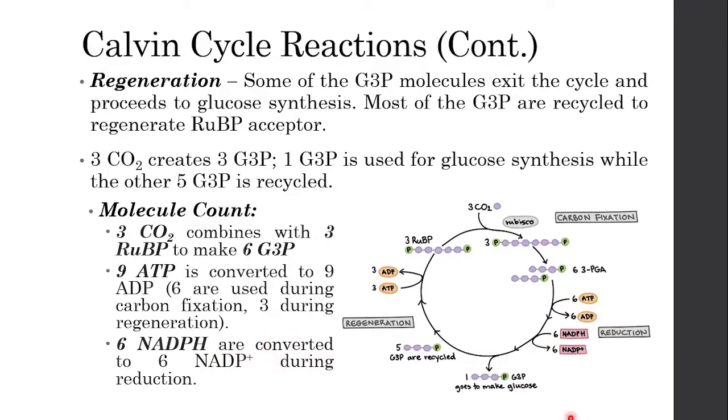Okay, so that's how easy the Calvin cycle is. That's basically the whole process of how plants create glucose. So that is the whole process of photosynthesis. I hope you guys understand this.